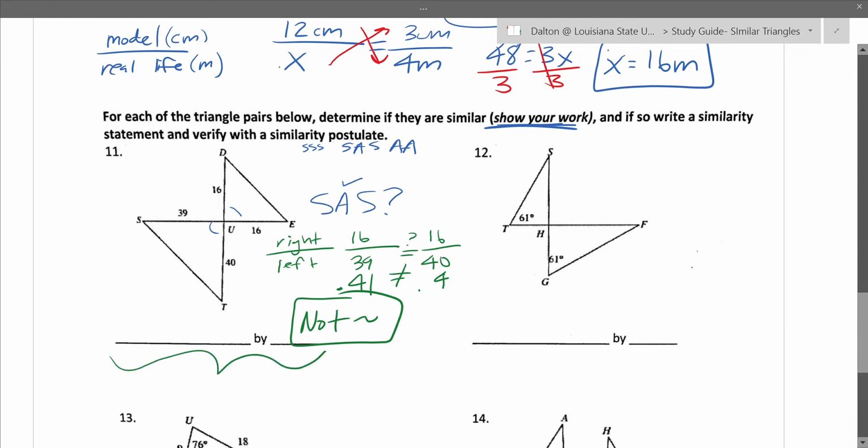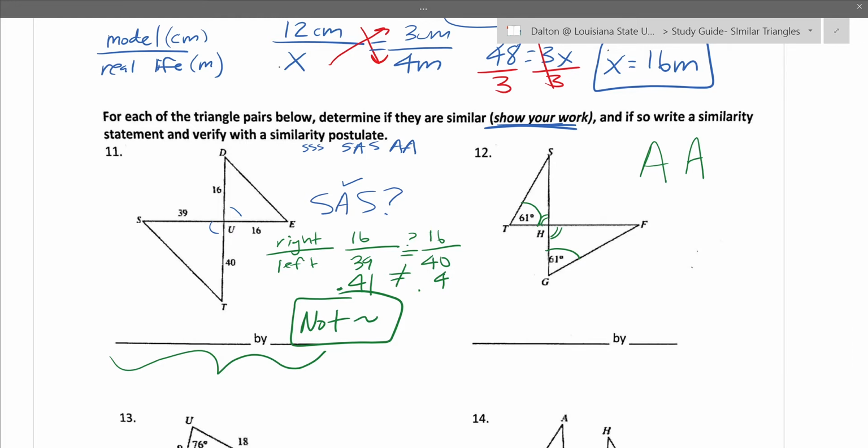Okay, for number 12, look at what we have. We are given 61 degrees and 61 degrees. So we know we have 1 pair of congruent angles. And we know that the angles in the middle here are vertical angles. So that's all we need. Angles are congruent. We know them by measure and by vertical angle definition.